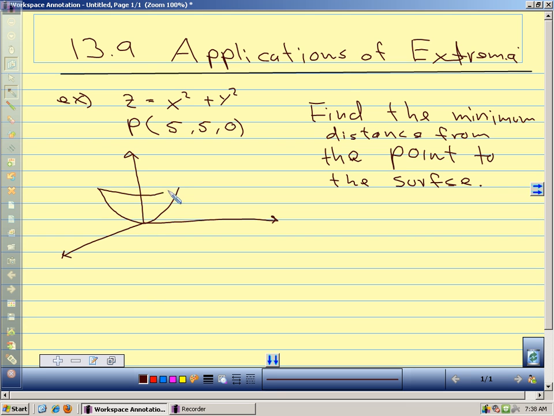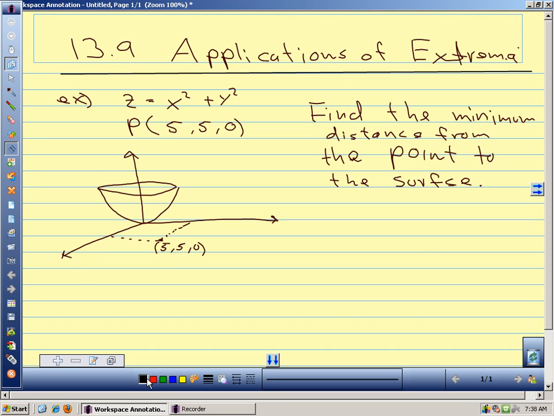Is it only in the positive x there? It doesn't drop down to the negative? Right, because x squared and y squared are always positive, so z always has to be positive. And then we have this point out here on the xy plane, 5, 5, 0, and we want to minimize this distance from the point to the surface.